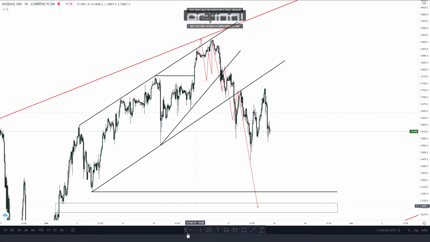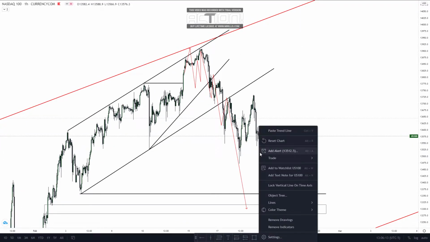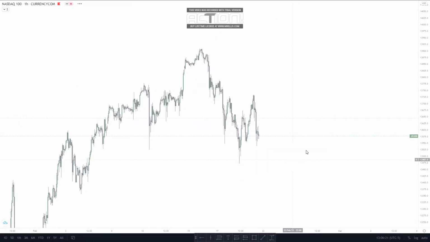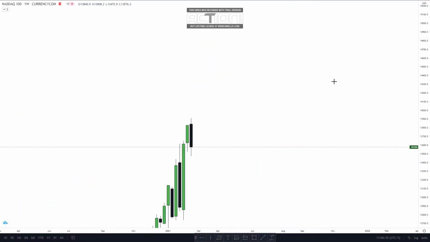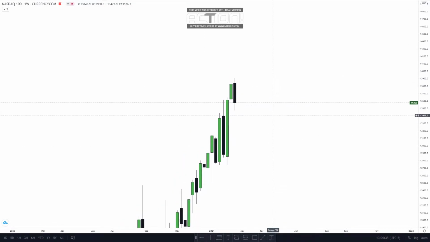Let me just remove this and start off with the weekly time frame. As we are approaching a new week, let's just see what the previous week has done for us. Let me reset this. So yeah, not much movement last week, as you can see. However, the following week you can see that the sellers were in control.